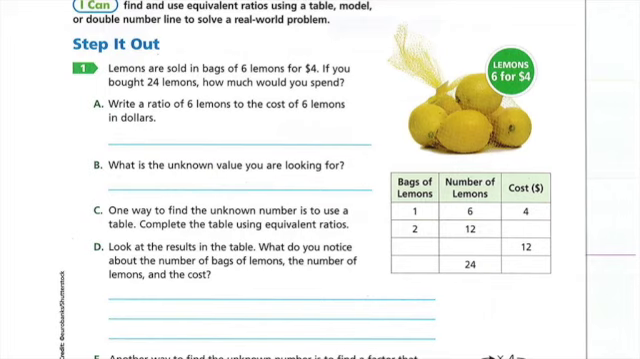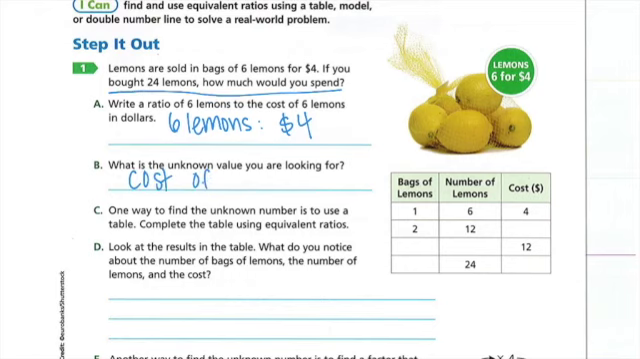Lemons are sold in bags of 6 lemons for $4. If you bought 24 lemons, how much would you spend? Write a ratio of 6 lemons to the cost of 6 lemons. All right, so we have 6 lemons to the cost. How much was the cost of 6 lemons? $4. What is the unknown value we are looking for? Well, up here it says if you bought 24, how much would it cost? So the cost of 24 lemons.